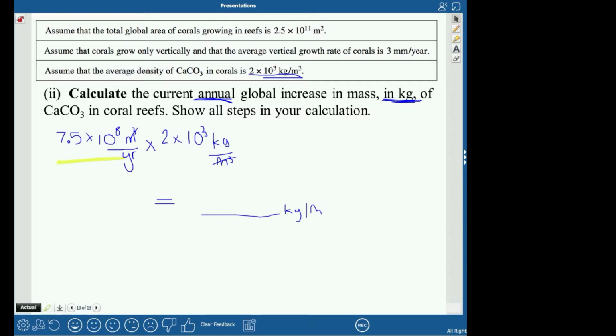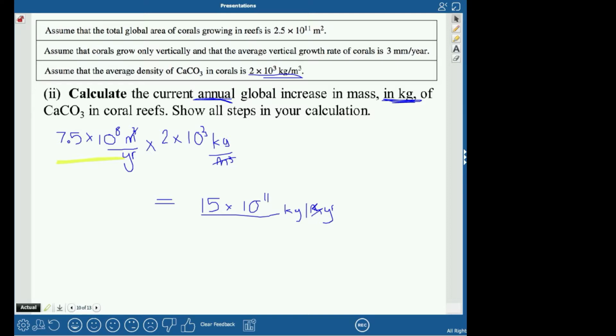So this should be, I'm not very good at writing without my pen, kilograms per year. Okay, so 7.5 times 2 is 15. And then 10 to the 8th times 10 to the 3. You're going to add these together. So we have 8, 9, 10, 11. So we have 15 times 10 to the 11th.